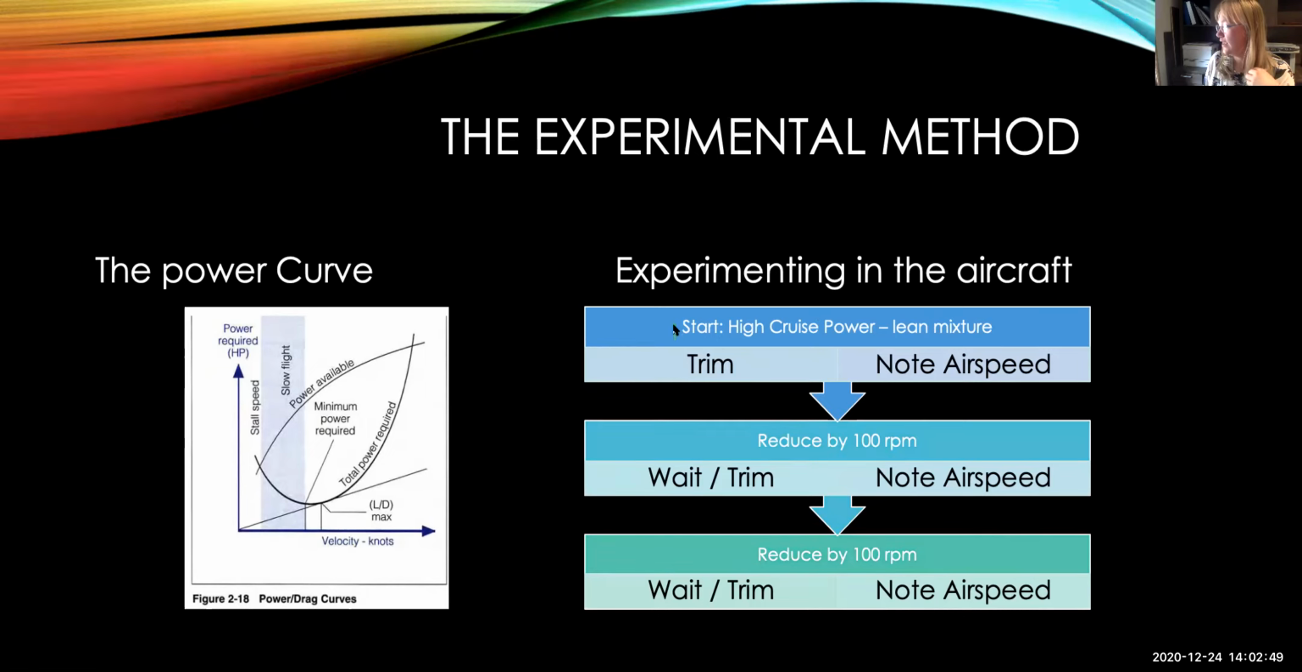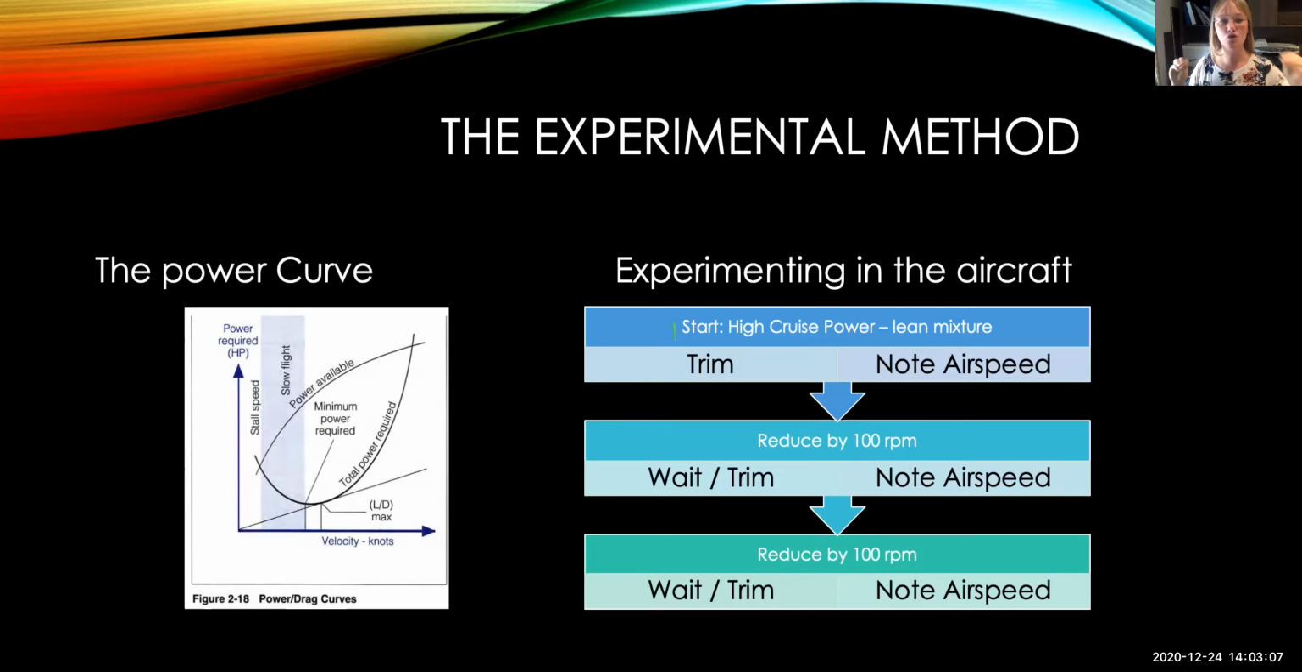We're going to start at a high cruise power setting with a lean mixture. I'm going to suggest you start at 2,500 RPM, 2,400 RPM, whatever it is. And then you, the instructor, are going to set up this experiment. You're going to set up in high cruise and trim it out perfectly.